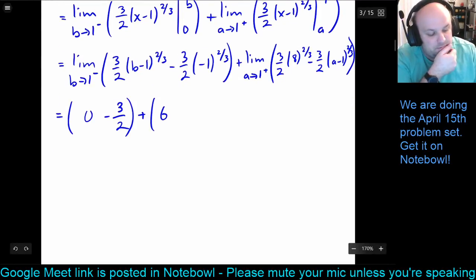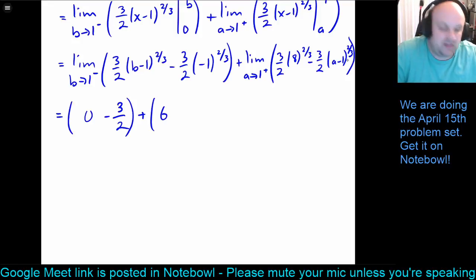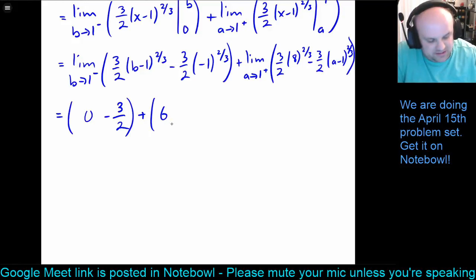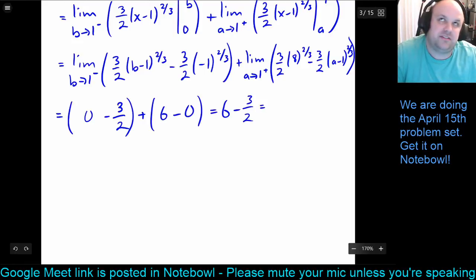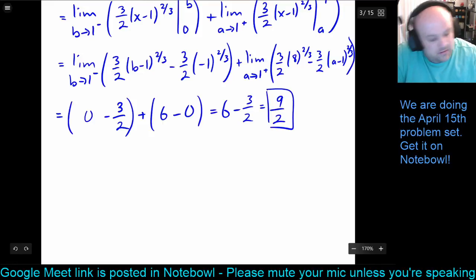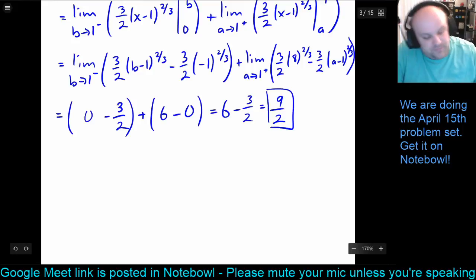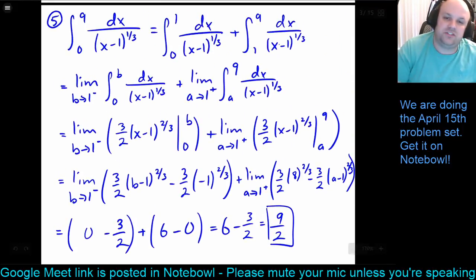And same thing here. If I were to plug in a equals 1, this is perfectly fine. Right? And again, 2/3 power, there's nothing wonky going on here at all. This is nice and continuous. So this is minus 0. So we get 6 minus 3/2, which is 9/2. Right? And there we go. And that's it for this example. Any questions about that one?